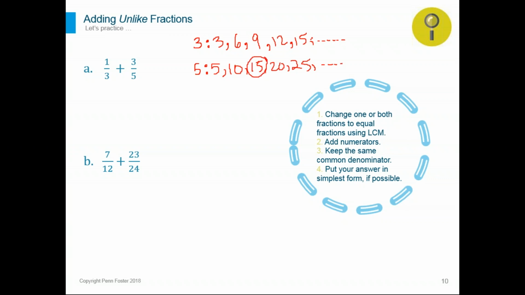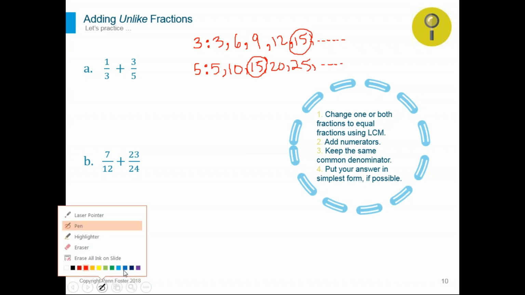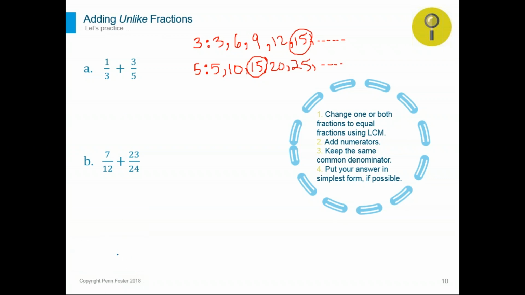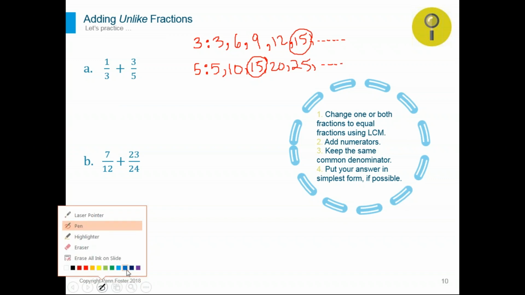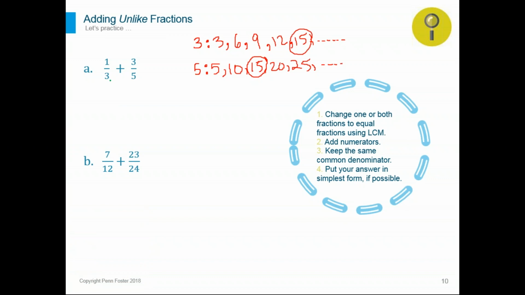15 is the least common multiple. This is going to be our new denominator. Our new denominator is 15. Now we have to think about it so carefully, because to get 3 to 15, we have to multiply 3 times what? 3 times what will give you the 15?